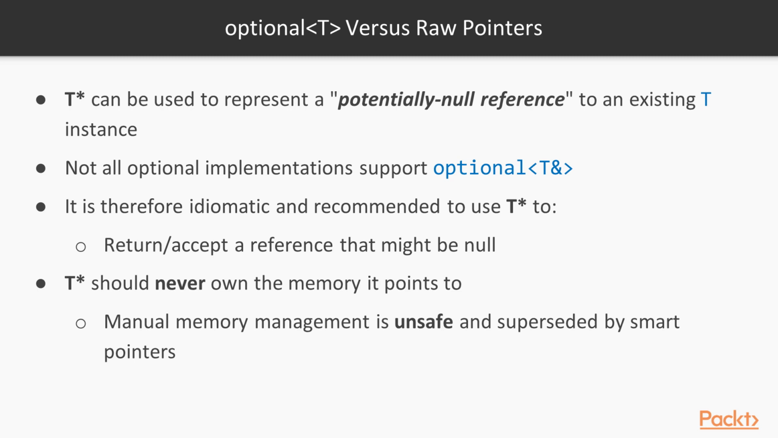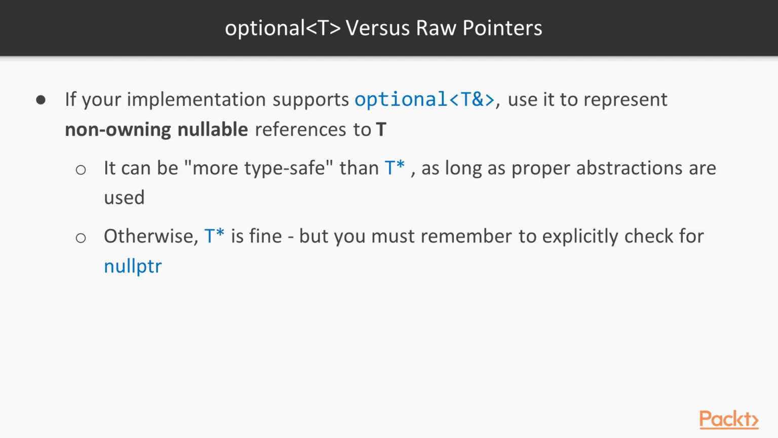Remember that manual memory management is unsafe and superseded by smart pointers, so never use raw new and delete when dealing with raw pointers. If your implementation supports optional T ref, you can use it to represent a non-owning nullable reference to T. As an example, boost optional supports references. This kind of non-owning nullable reference can sometimes be more type safe than T star, because there are some very useful abstractions on top of optional that can help you visit it or concatenate operations one after another. Otherwise, I still think that a raw pointer is fine, but you must explicitly remember to check for nullptr before accessing it.